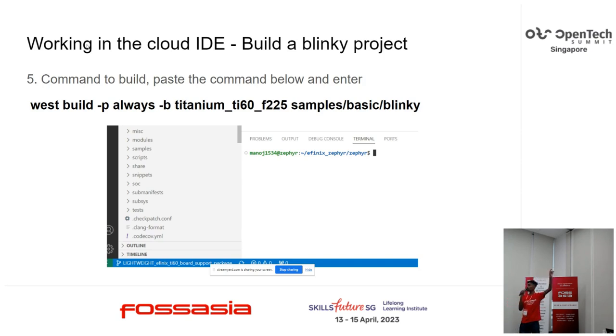West is a helper tool built for Zephyr. Whenever you want to interact with the Zephyr kernel, you need to use west. It's like the front end of the kernel. And dash p means pristine, so that you clean the build every time you do a build. And dash b stands for board, what board you want Zephyr to build or work with. The board that we are currently working on is called Titanium TI60F25.